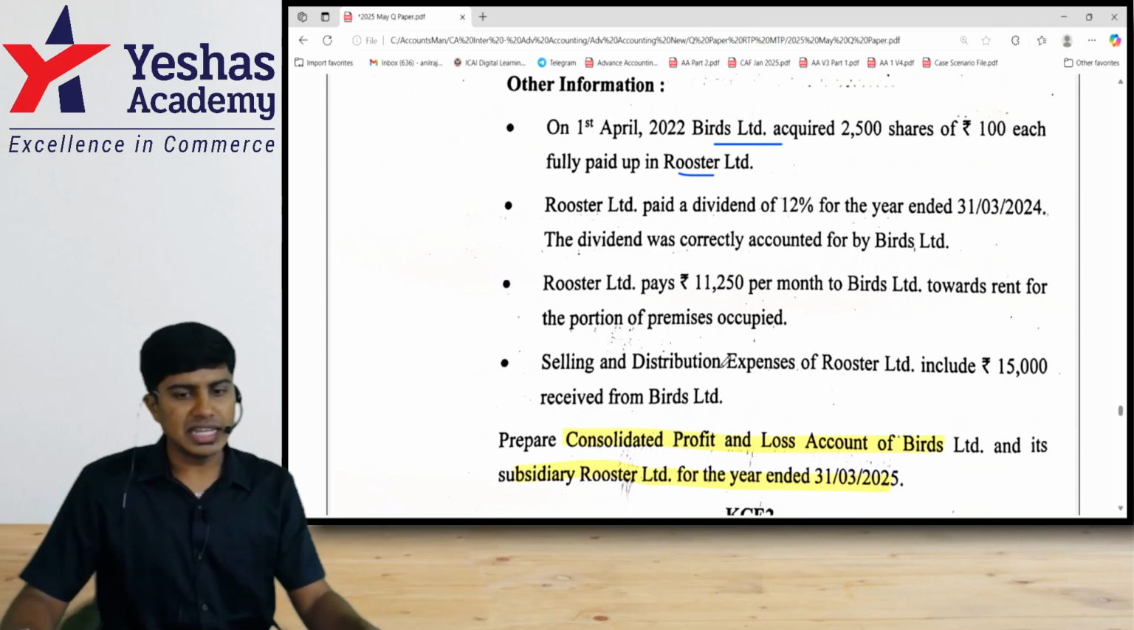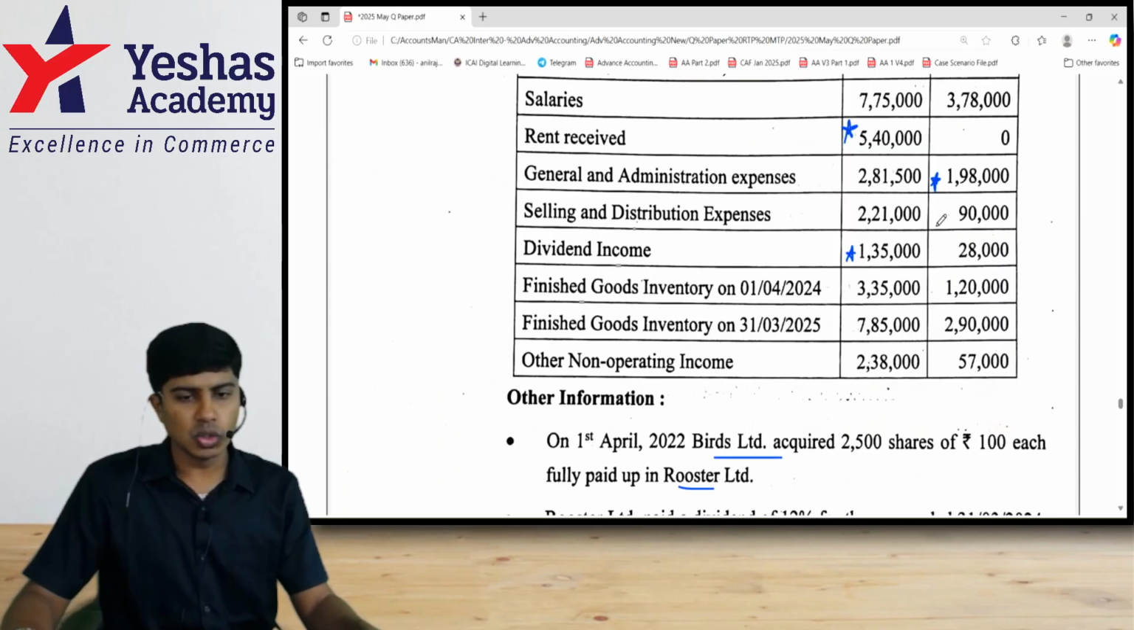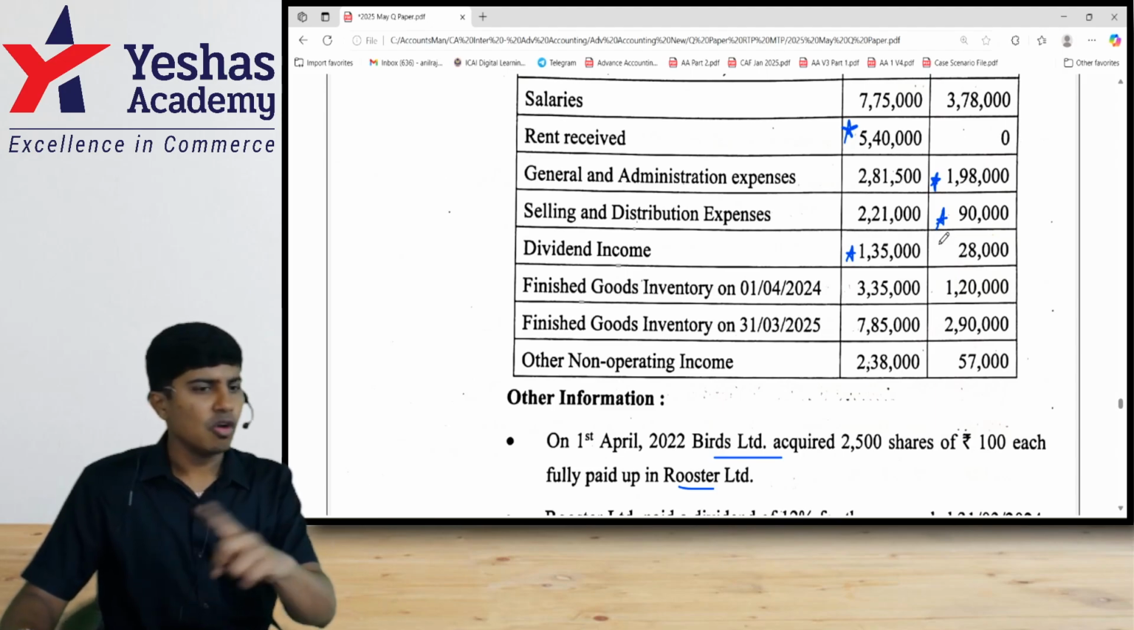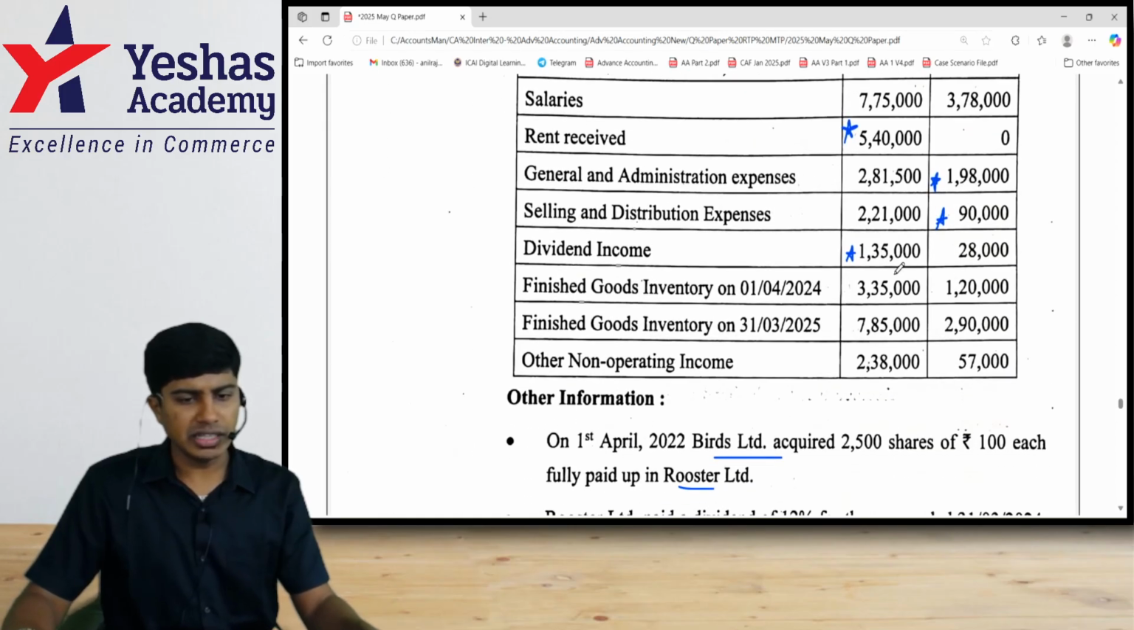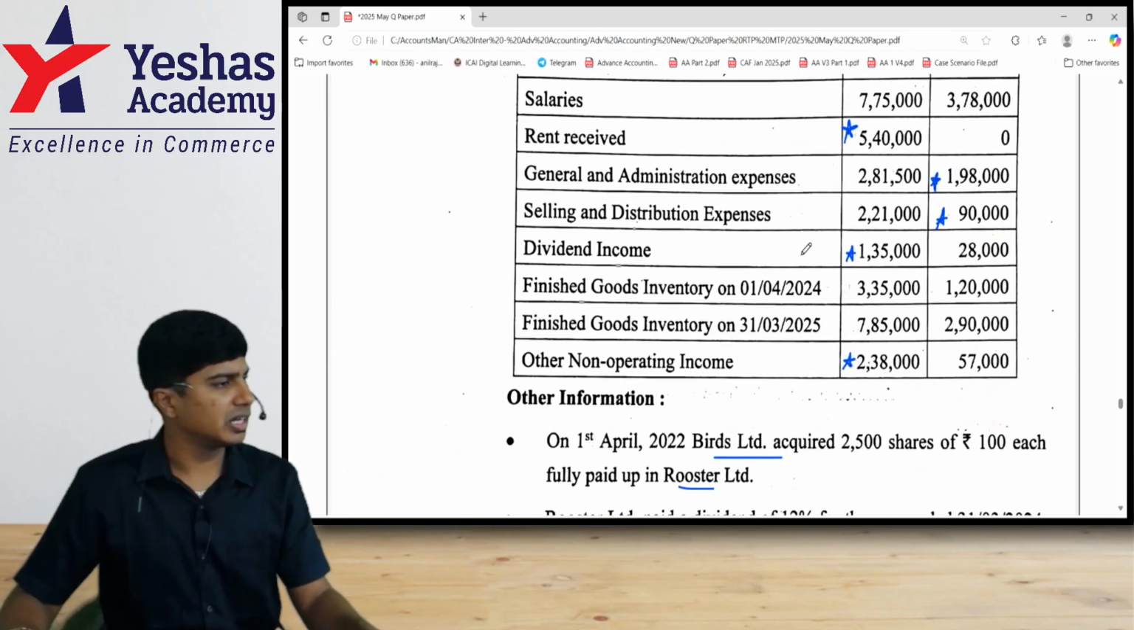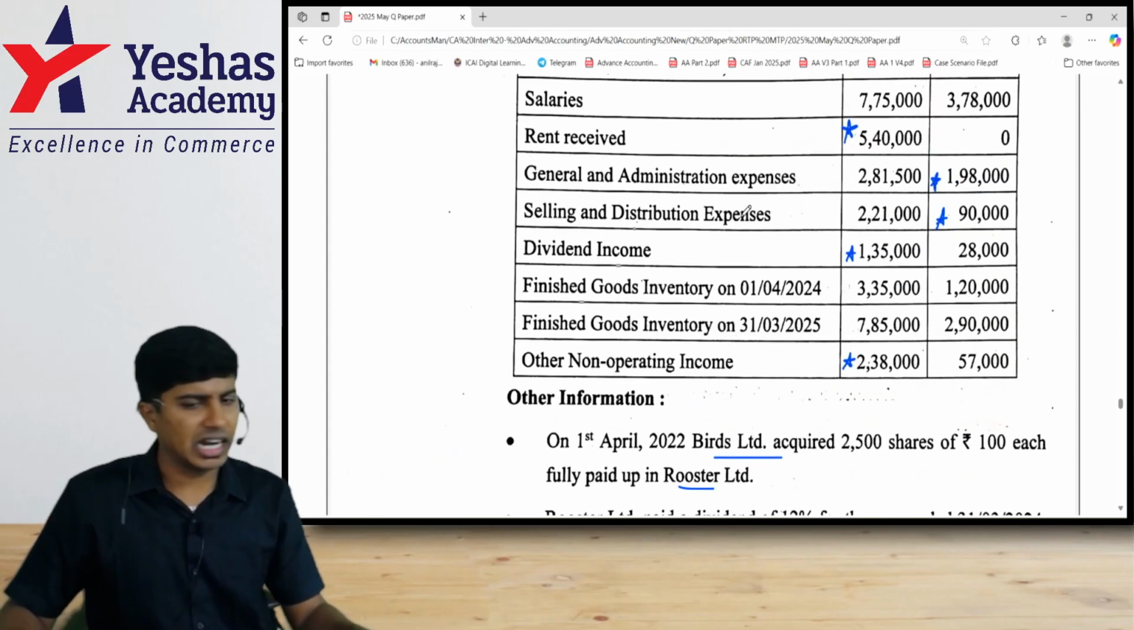Selling and distribution expense of Rooster include 15,000 received from Birds. So Rooster is subsidiary. Selling and distribution expense. So this includes some intercompany transactions. For subsidiary it is expense. For holding it is income. Income, what income will it be included in? I think it will be included in non-operating income. I have marked all the adjustments in the data required for PL. Now I'll start with the answer.